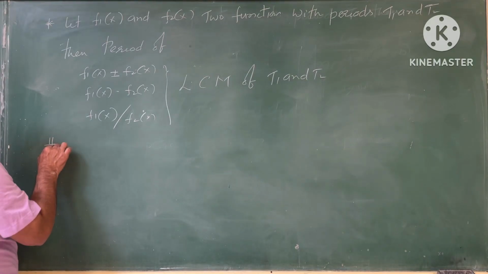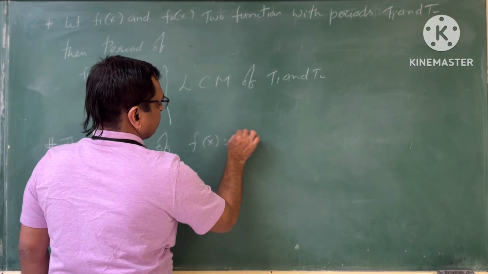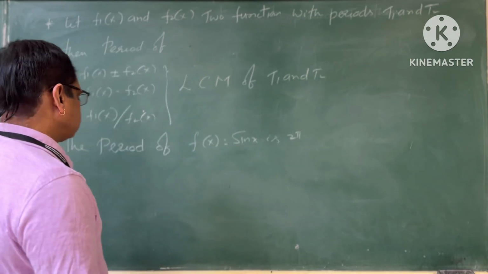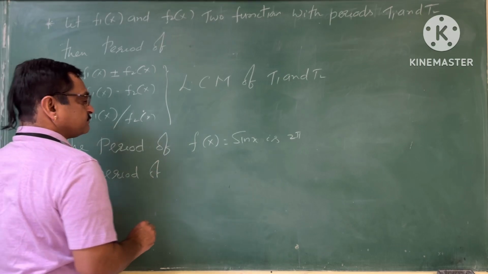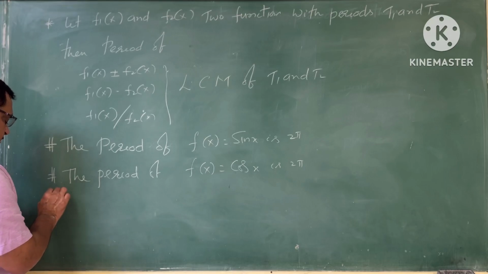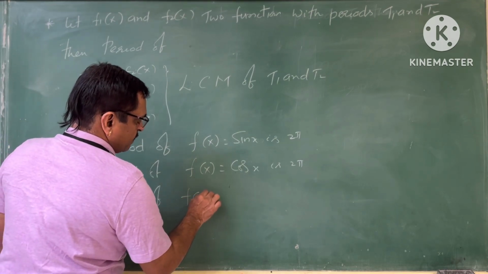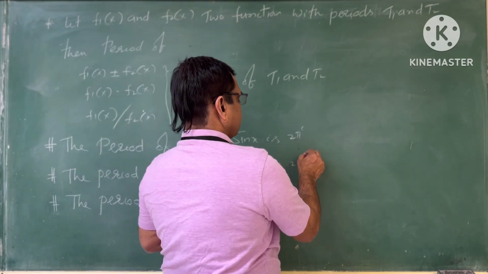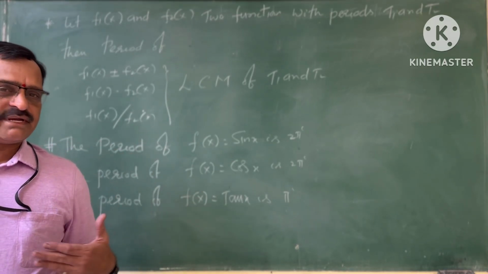Okay. Now, first, the period of f of x equal to sin x is 2 pi. Here frequency is 1. And second one, the period of f of x equal to cos x is also 2 pi. And finally, the period of f of x equal to tan x is pi. Now using these basic properties, we can find the period of any trigonometric function.